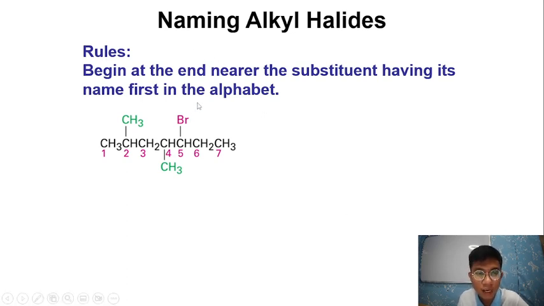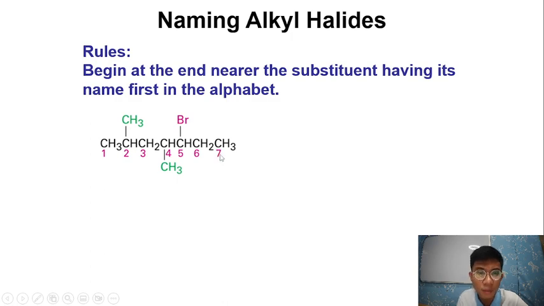Again, sabi sa rule, magsimula ka dun sa ending sa kaliwa o sa kanan kung saan mas mauuna mong ma-encounter yung substituent. So yung unang substituent, saan mo siya unang ma-encounter? Galing ka ba kaliwa or kanan? So this time ito, kaya siya na number 1.